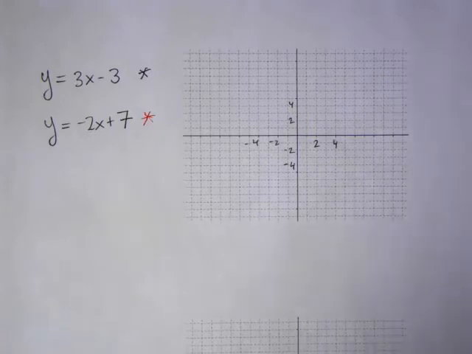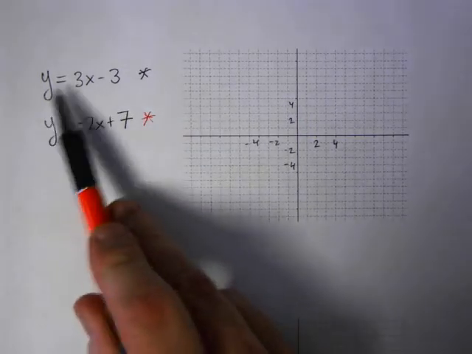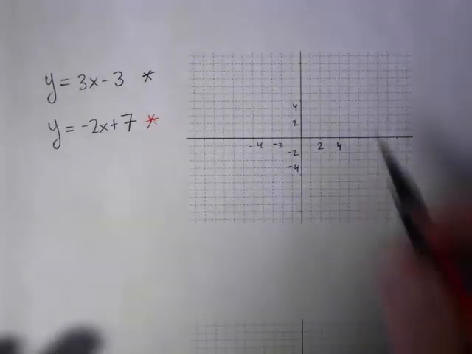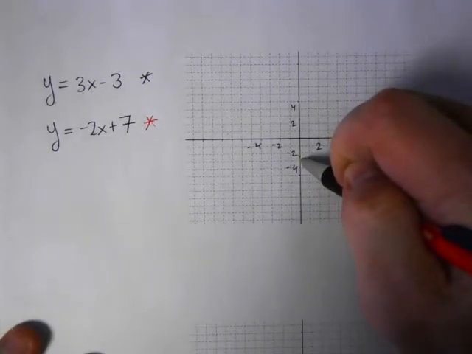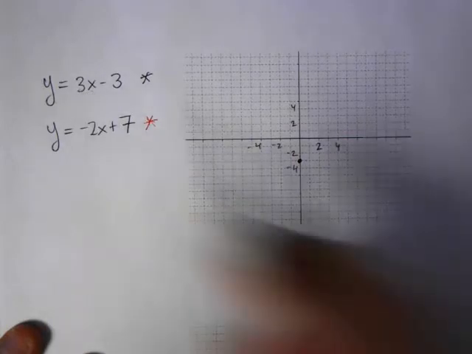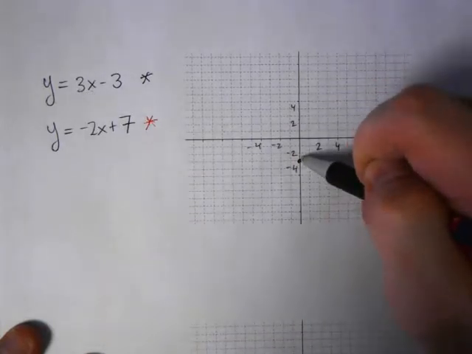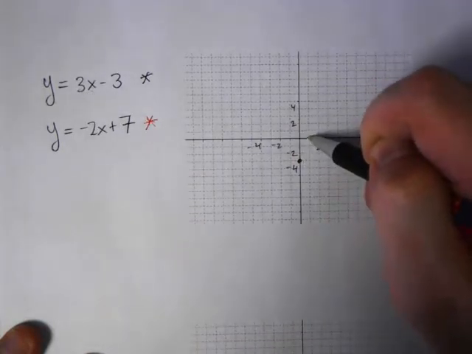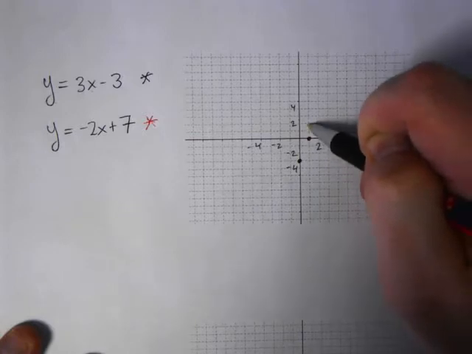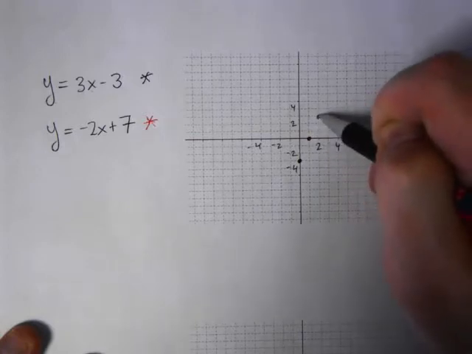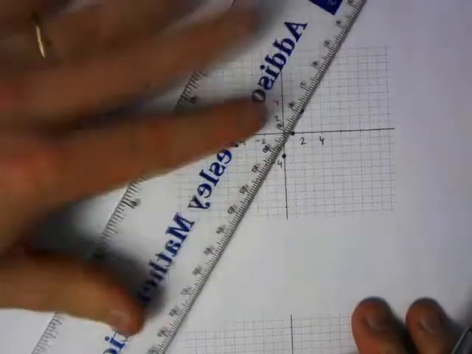Alright, well, this first one's pretty easy to graph. It's in y equals mx plus b form. We know our intercept is 0, -3, which is right there. And we see that our slope is 3. So that tells me if I go up 3, I should go over 1. Up 3, over 1. And I draw the line.